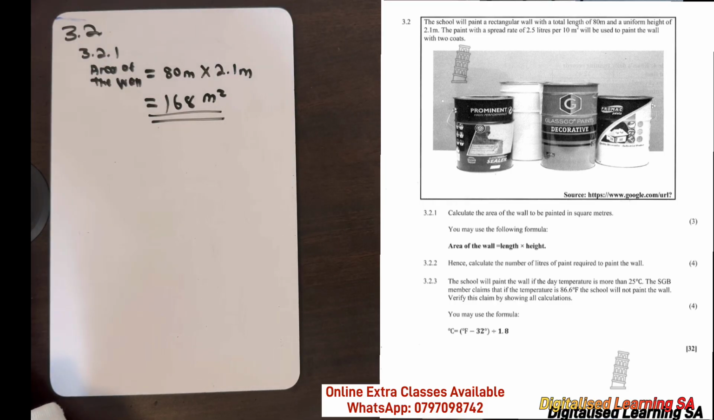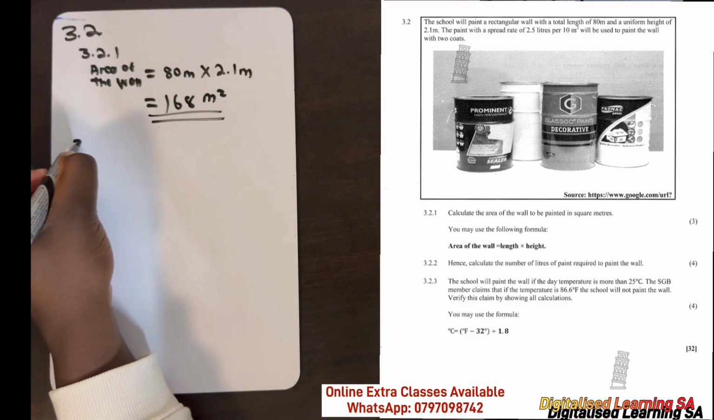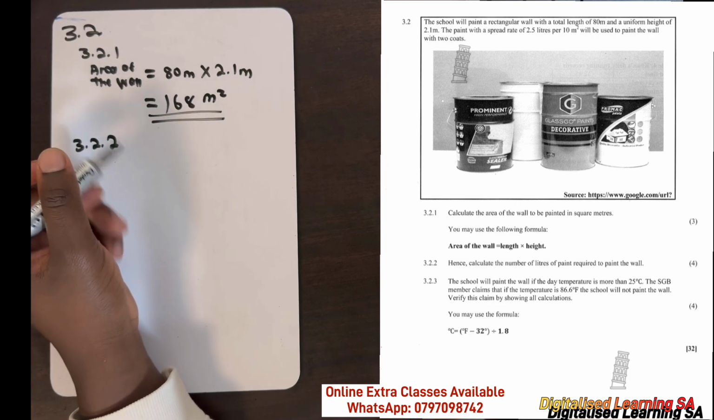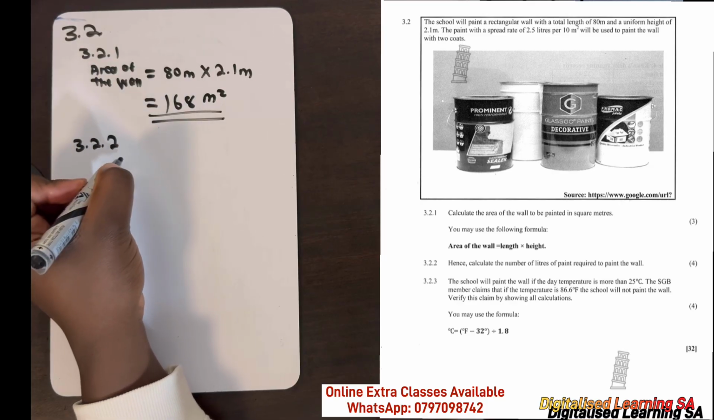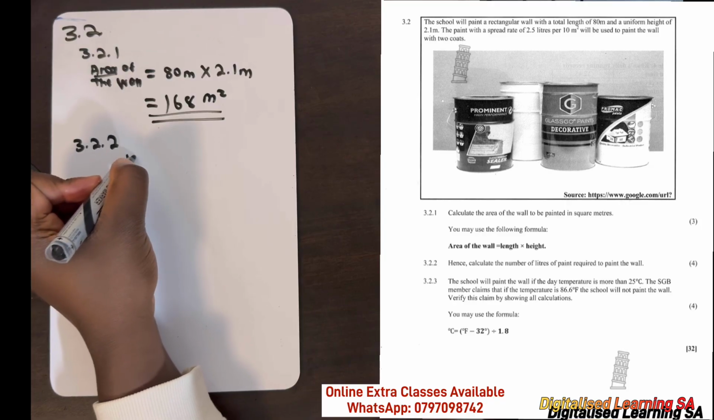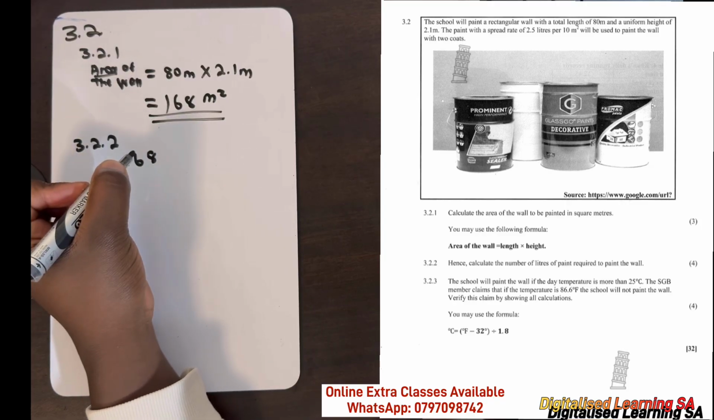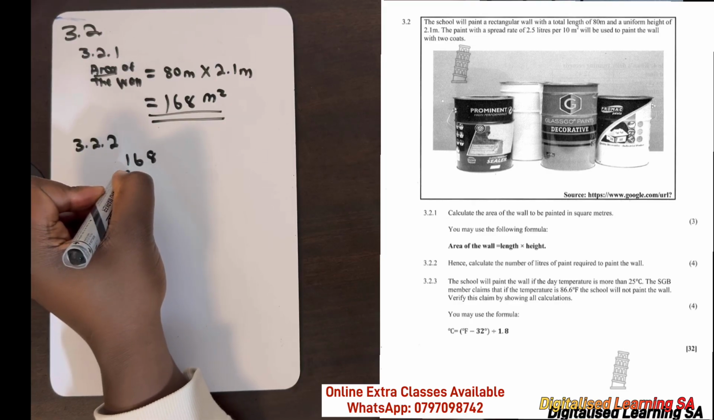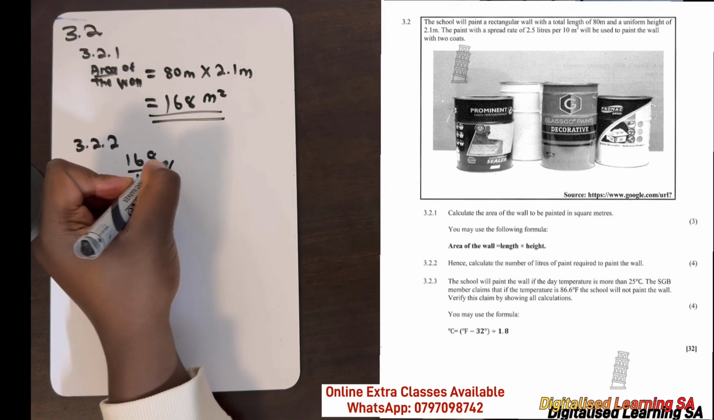Let's move on to the next question, which is question 3.2.2. Question 3.2.2 says, hence, calculate the number of liters of paint required to paint the wall. So we use the area of the wall. So we know that our wall is 168 square meters and we need to divide by 10 and multiply by 2.5.